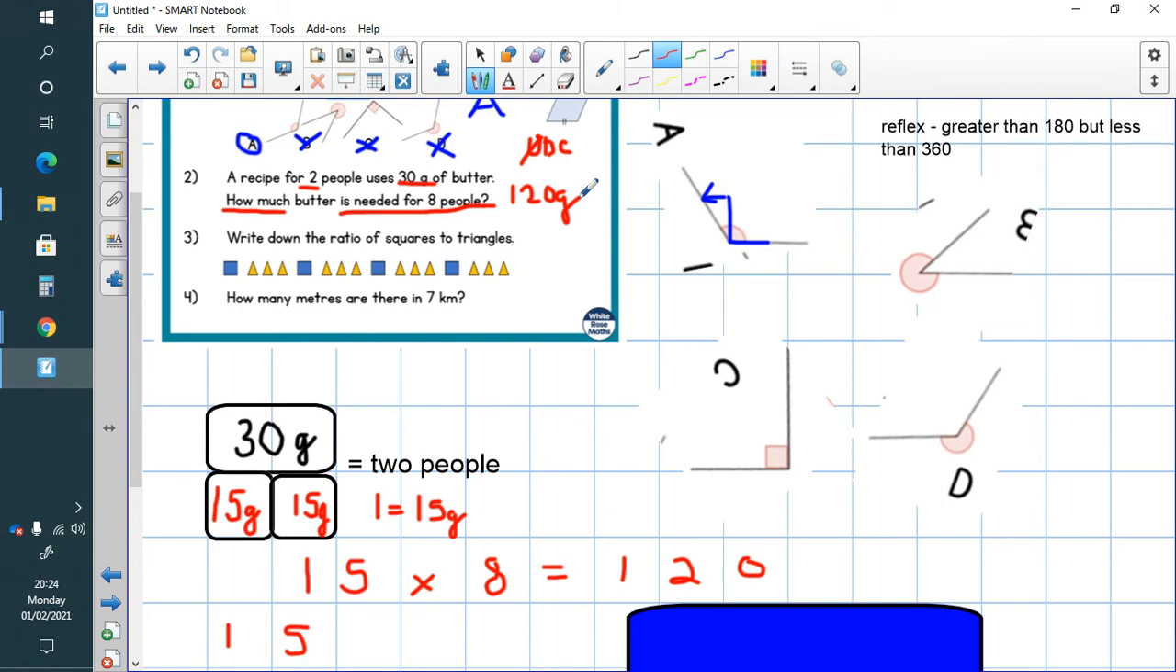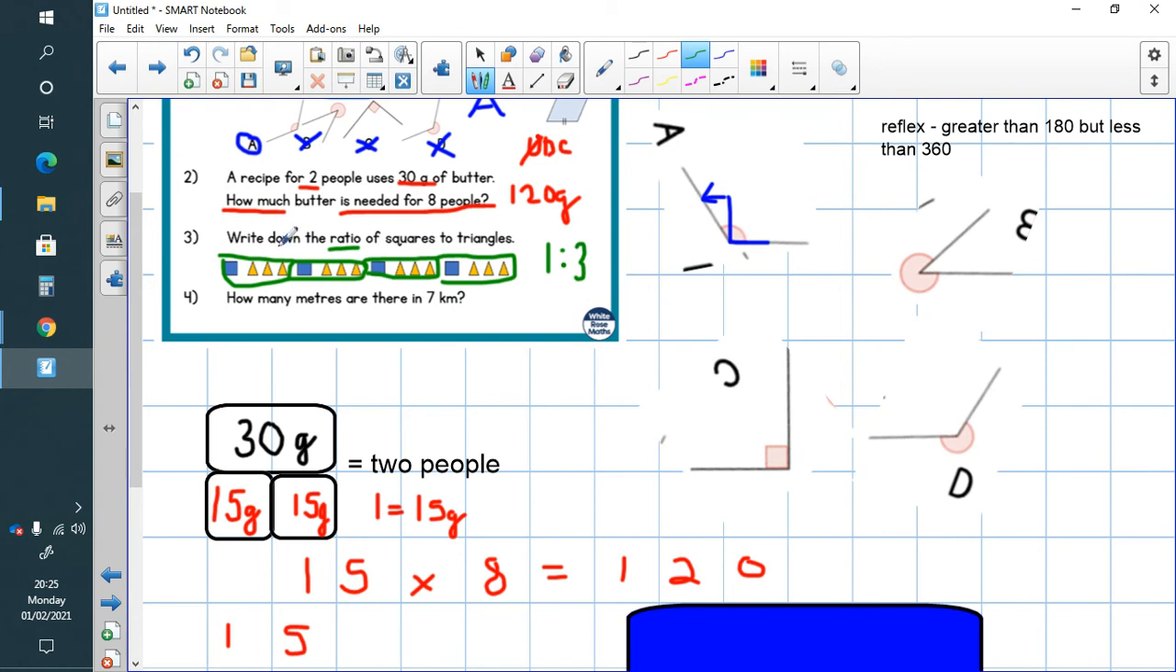Okay, let's have a look at question 3 then. We looked at ratio questions yesterday, so hopefully you've all had a go at this one today. Write down the ratio of squares to triangles. Okay, let's see what I can notice. So we've got one square to 3 triangles, 1 square to 3 triangles, 1 square to 3 triangles, and 1 square to 3 triangles. And I record this as 1 to 3. 1 square to 3 triangles. Double check that you've got it the right way round, Year 6.